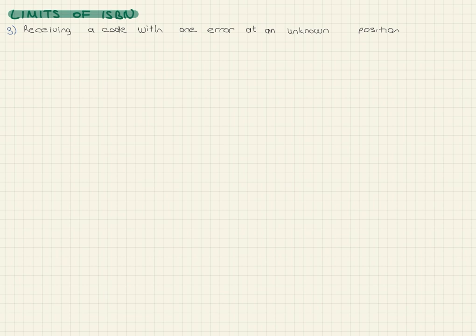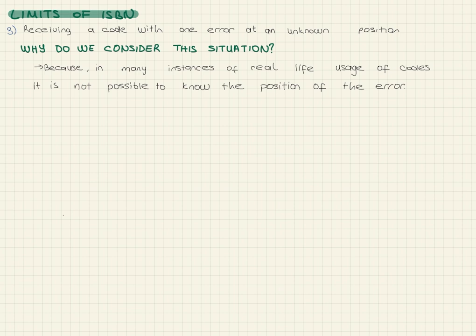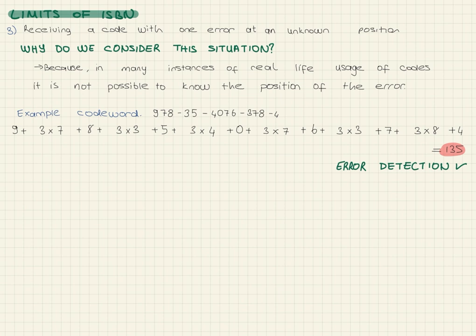What happens when we receive a code word that we are sure there is one error, but we don't know the position? You may ask, why does one consider this type of situation? Well, because in real life, we may not always have the information on the positions. So it is important to have a look at this briefly. Well, this is a code word, and by looking at the sum in modulo 10, you get 135. Hence, we successfully detect that there is an error.